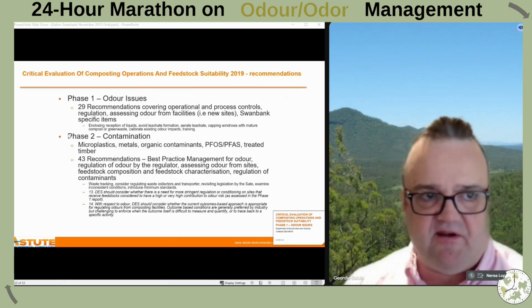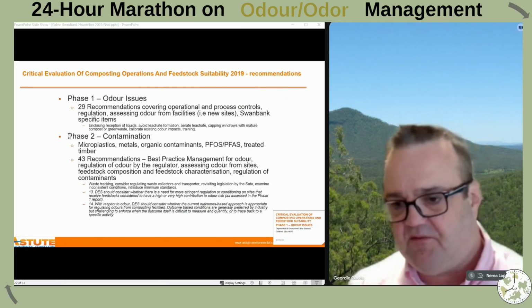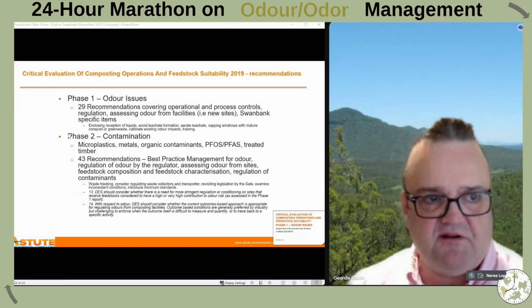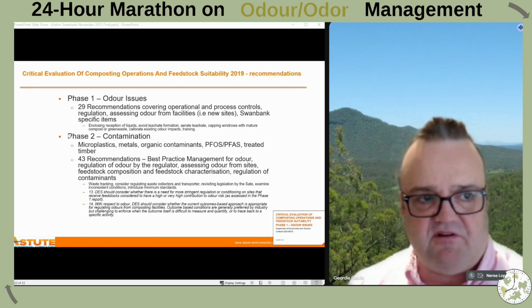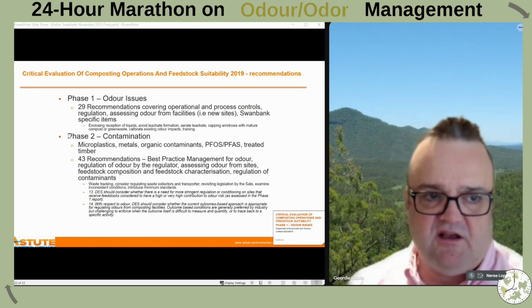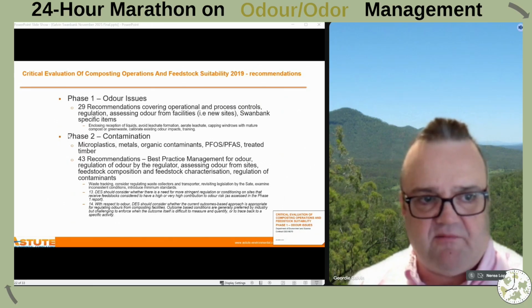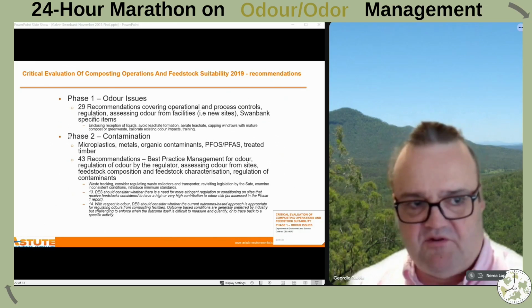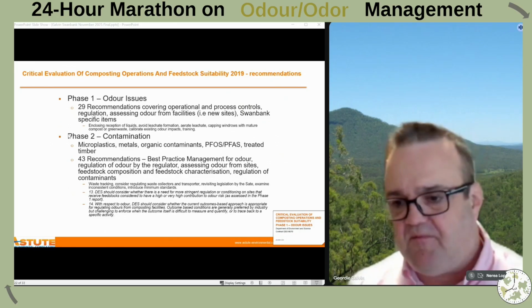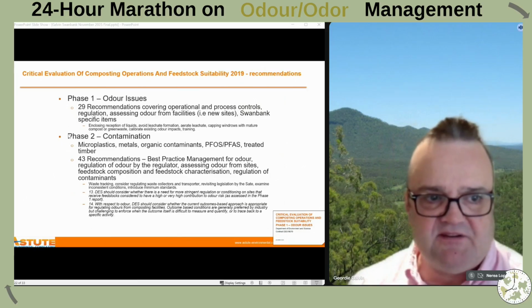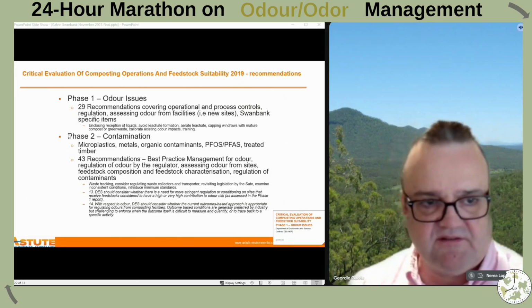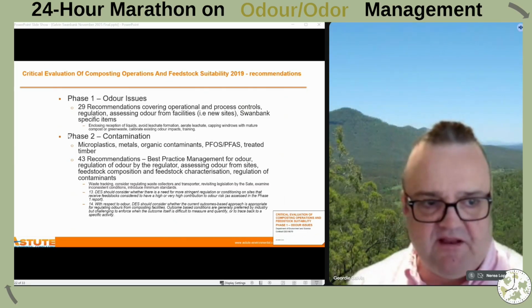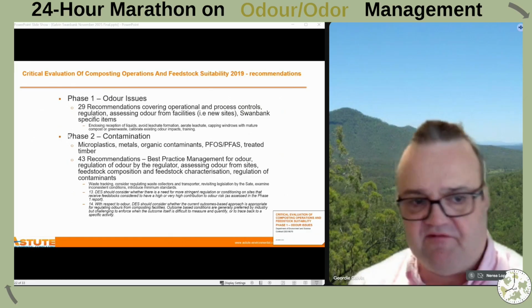There was a critical evaluation of composting operations and feedstock suitability project in 2019. These reports are all online, so if people want to find them, they're quite easy to find. The first stage looked at odour issues and had 29 recommendations, dealing with odour reception of liquids, avoiding leachate formation, aerating leachate, capping windrows with mature compost or green waste. There was a secondary report into contamination, because contamination of compost is obviously a risk, particularly with PFOS, PFAS in that area. They had 43 recommendations around waste tracking and revisiting legislation.